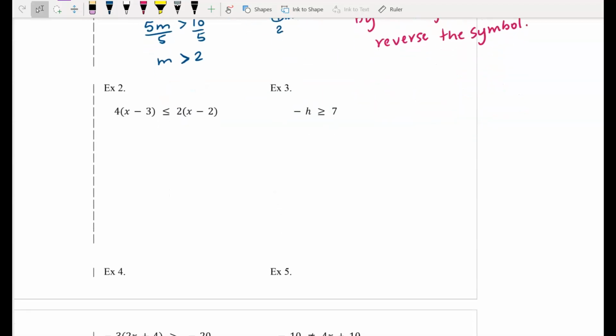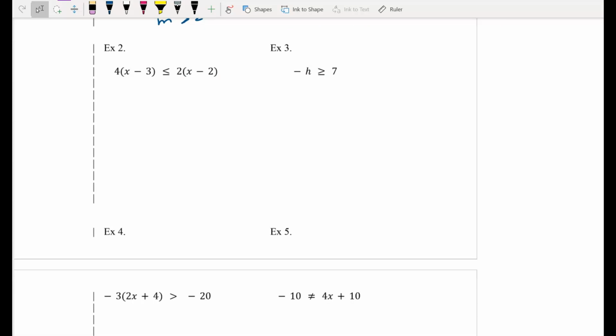Let's look at example 2. There's simplifying that I need to do on both sides of the inequality before I start getting the variable on one side by itself. So I'm going to distribute the 4 to both terms inside the group. And I'm just simplifying on each side. So 2 times x is 2x, and 2 times negative 2 is minus 4. Now I'm ready to get the variable on one side by itself.